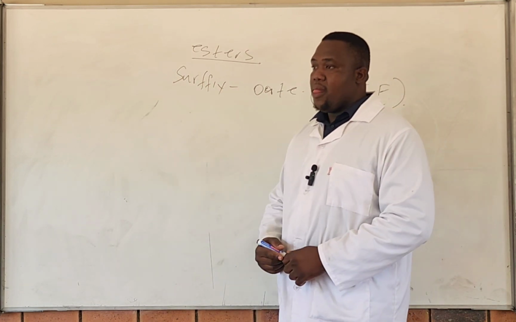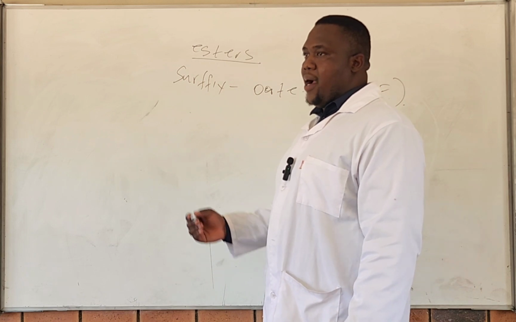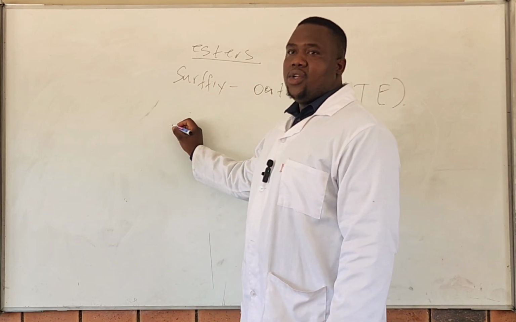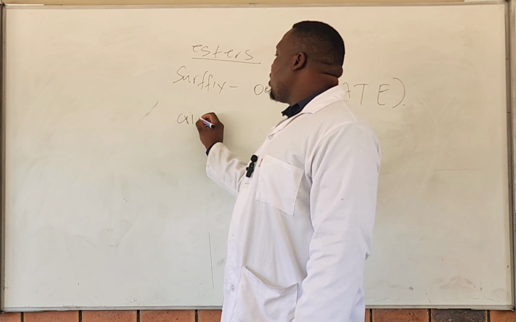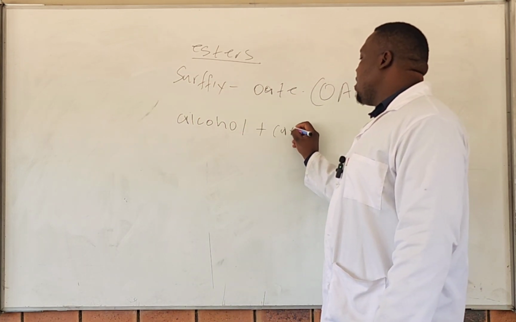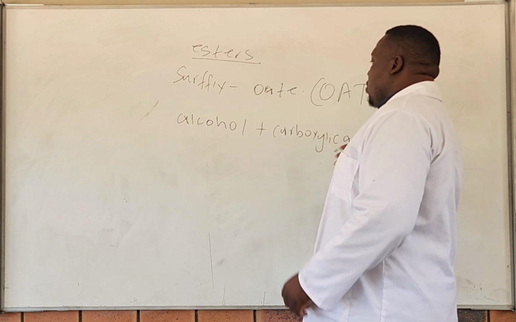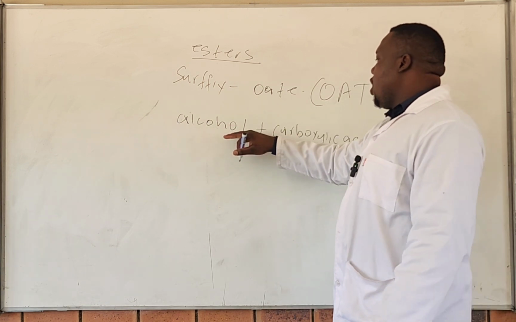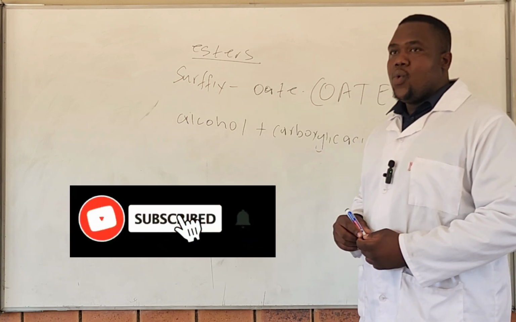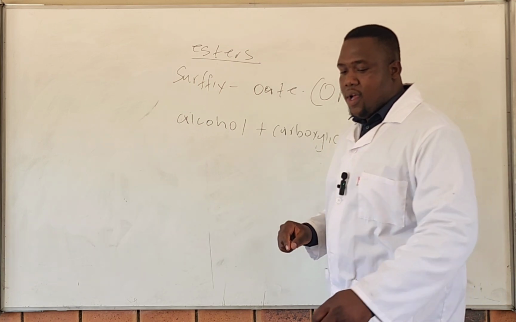So now, in order for us to form an ester by the process called esterification, we are going to react an alcohol with carboxylic acid. When we react an alcohol and carboxylic acid, we are going to form what? We are going to form an ester and water.